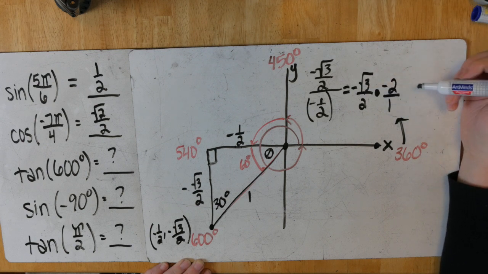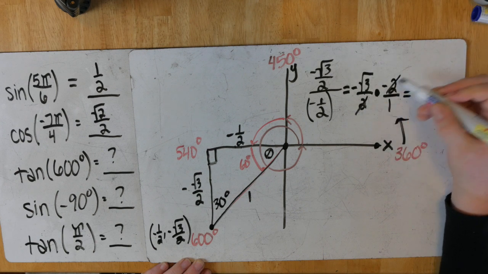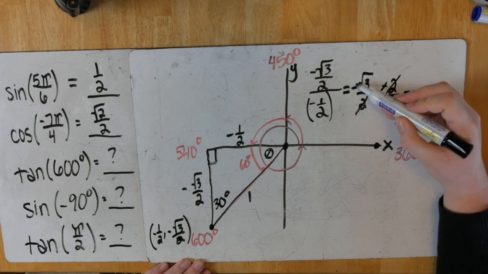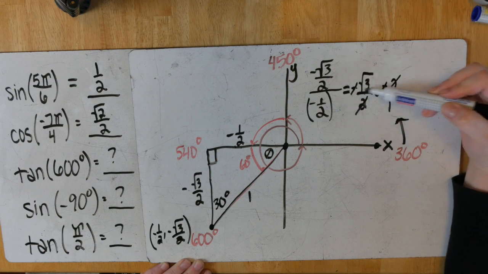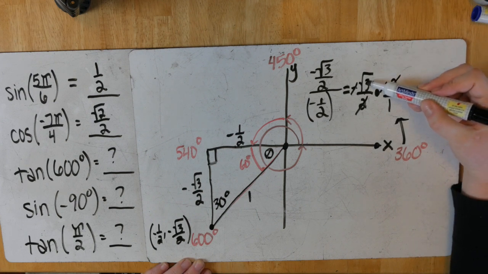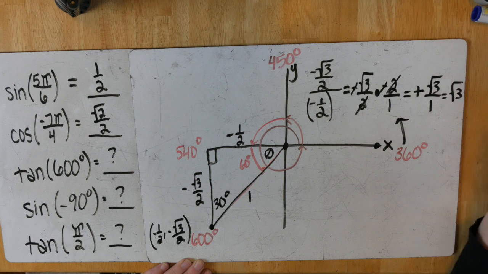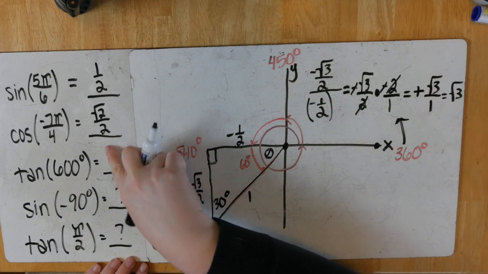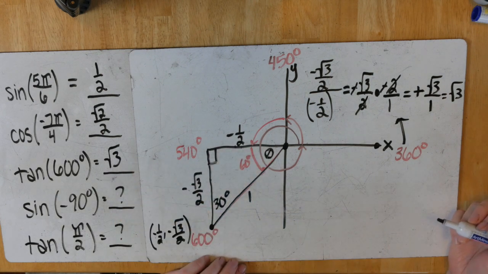And then we need to remember how to multiply two fractions. Well, 2 divided by 2 will cancel out to be 1. The negatives will also cancel each other out because dividing two negatives or multiplying two negatives gives you a positive number. And then we just end up with the square root of 3 over 1, which of course is just the square root of 3. So the tangent of 600 degrees is equal to the square root of 3.